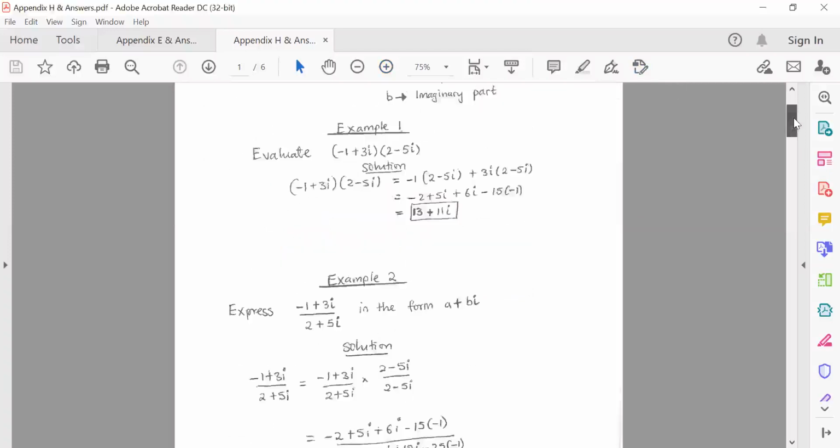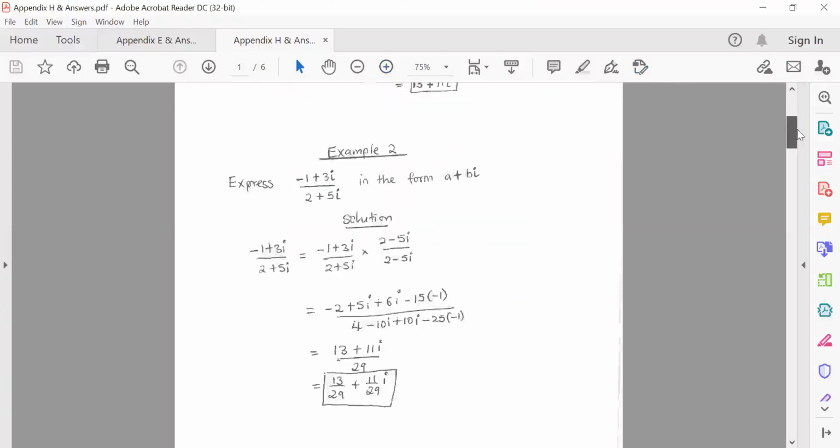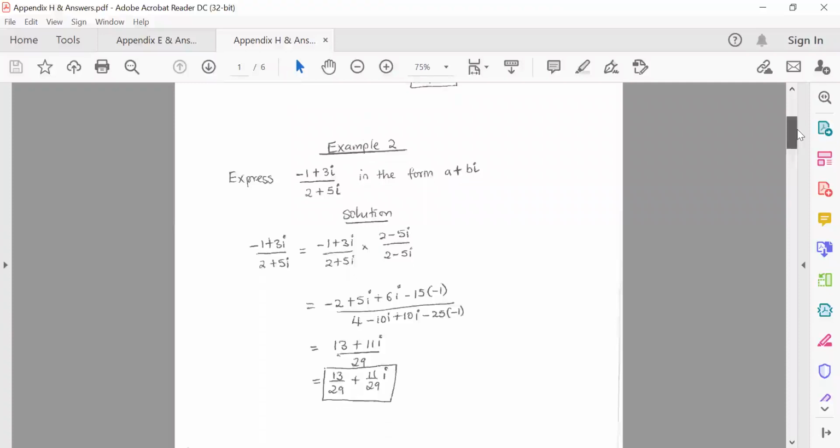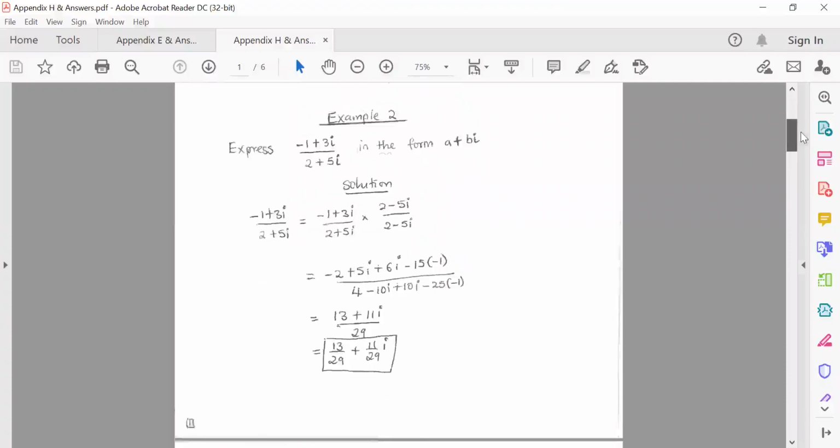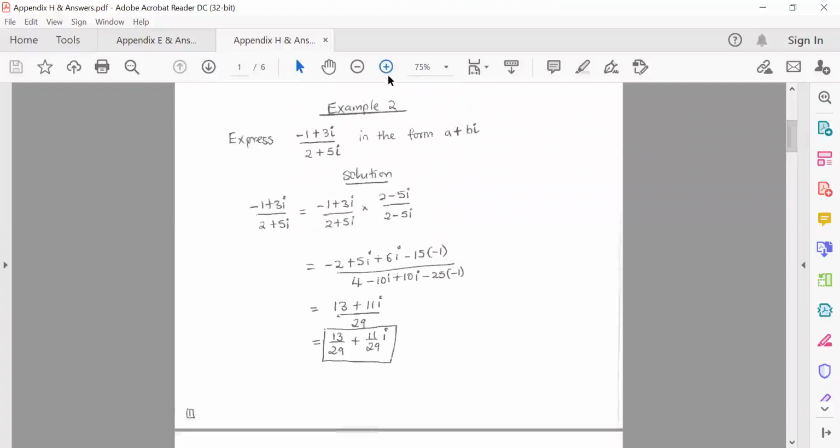For example 2, they want us to express this in the form a plus bi. I can tell you in advance, these are the kind of things I like asking for in my quizzes. These are basic examples I should be able to do. Now, if you notice, I want to move from this to this complex form, which is just a plus bi. How do I do that?